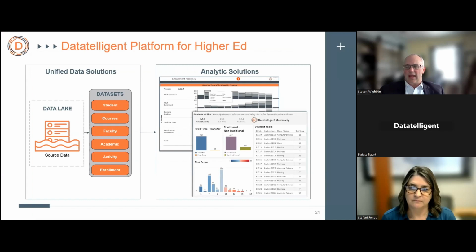So this is a high-level diagram of the two buckets that comprise the Datatelligent platform. On the left-hand side, what you're seeing there are your data solutions. What we do is build a data lake with all your source systems, bring those tables over in there, and then we create those data sets that power your analytic solutions on the right-hand side. So the things that Stephanie's using are powered by the data sets that we build in their data platform.